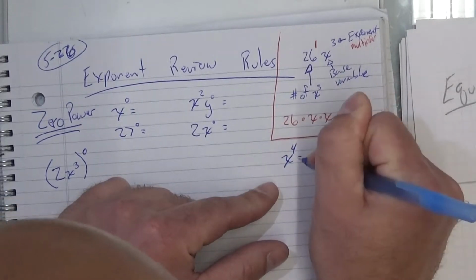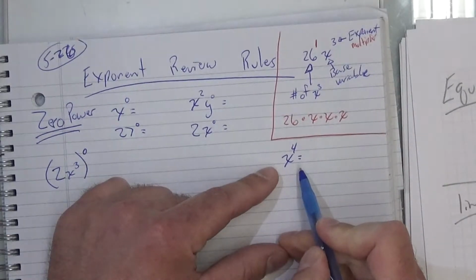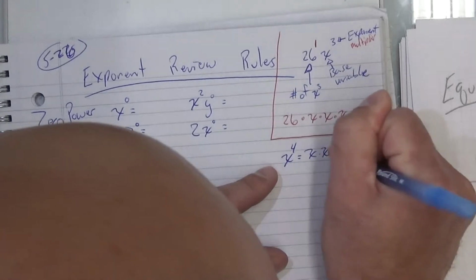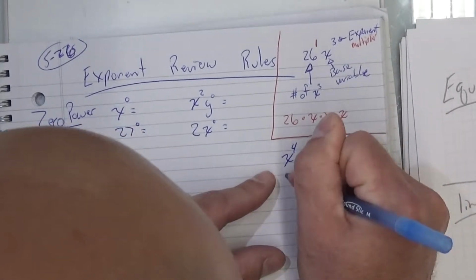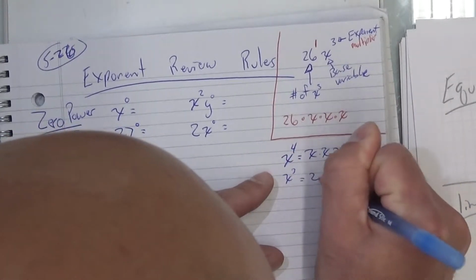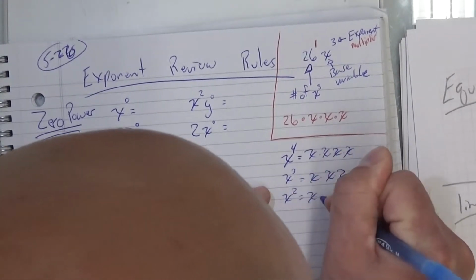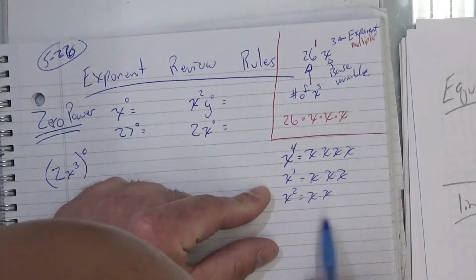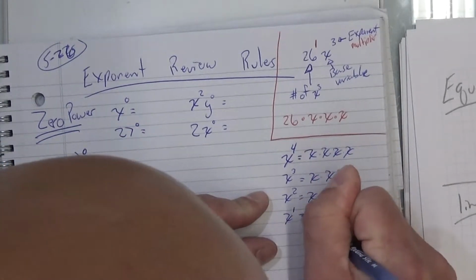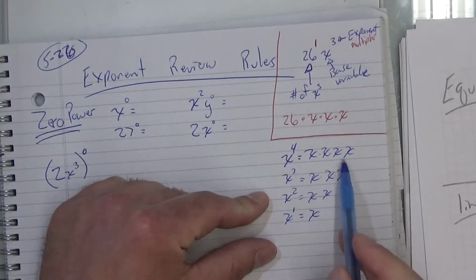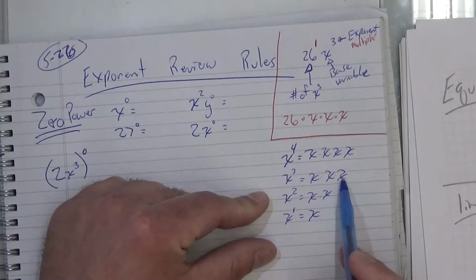Can we break down x to the 4th? Break that down for me. Go ahead, Iris. X times itself 4 times, right? We have x to the 3rd is x times x times x, x squared is x times x. So what's happening to all these? They're reducing by 1. 4, 3, 2, 1. X to the 4th, x to the 3rd, there's 3 of them.